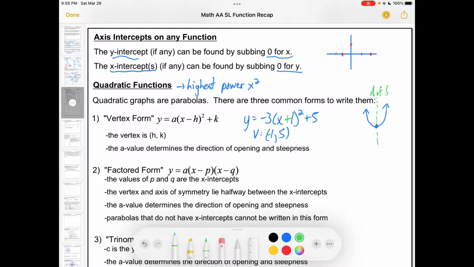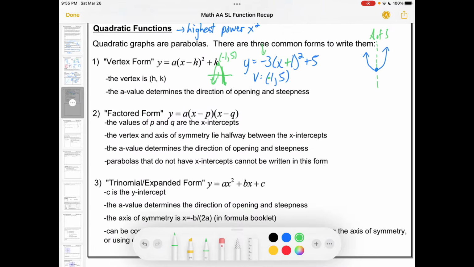The a value determines the direction of opening and steepness. So on this particular function, we'd be opening downwards, and it would be pretty steep. So it would be a parabola that looks something like this. I don't know where exactly all those axis intercepts are, but I do know that the vertex would be at -1, 5. It would be opening downward and relatively steep.